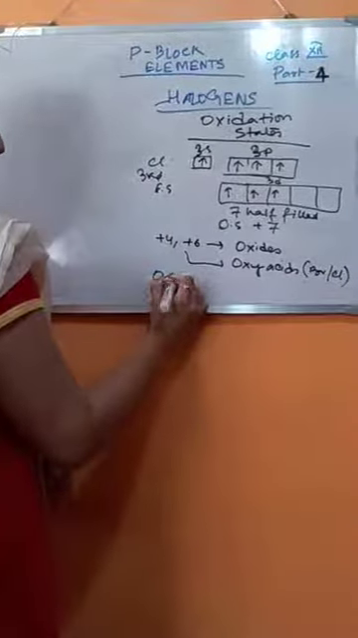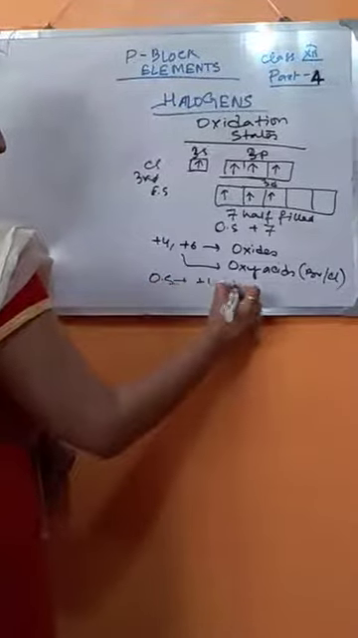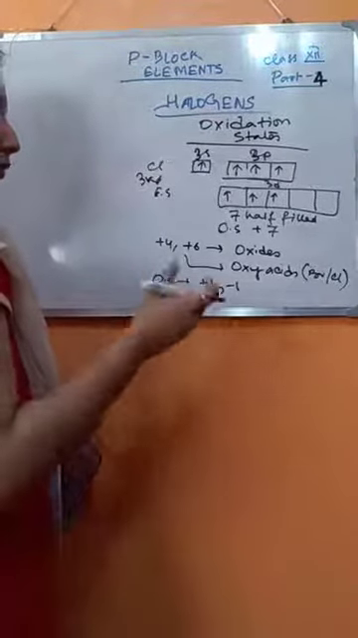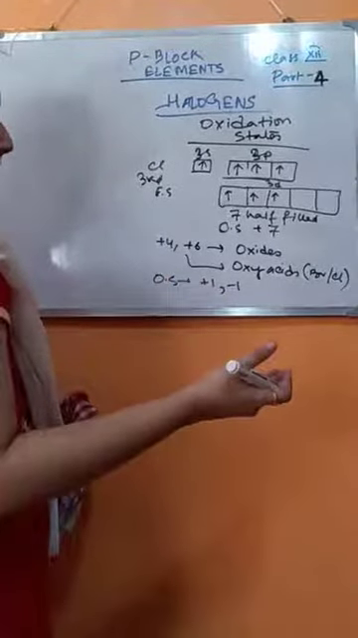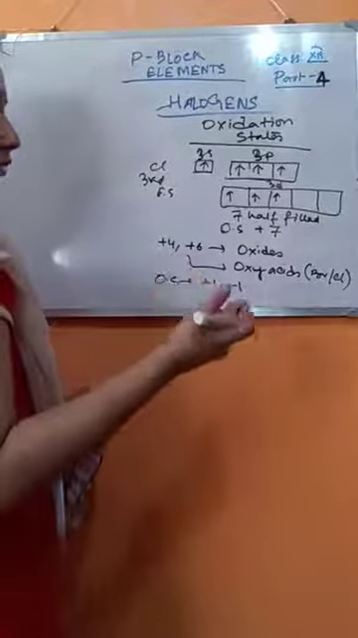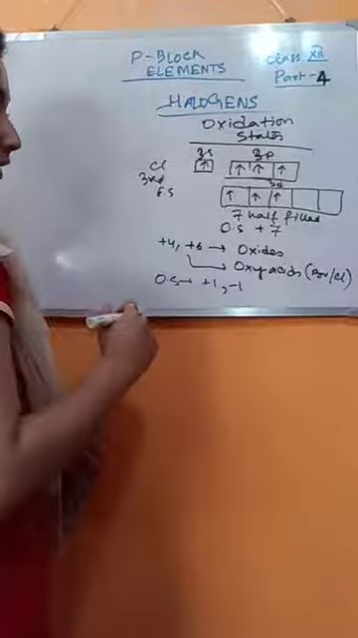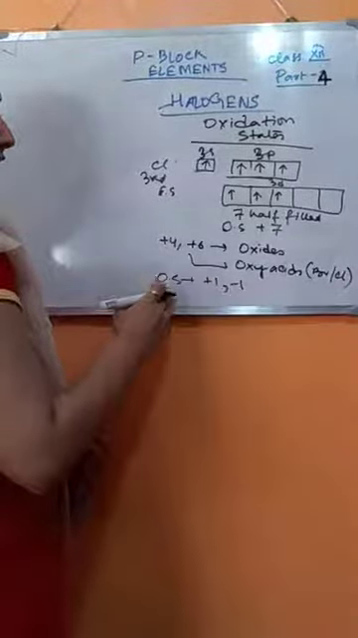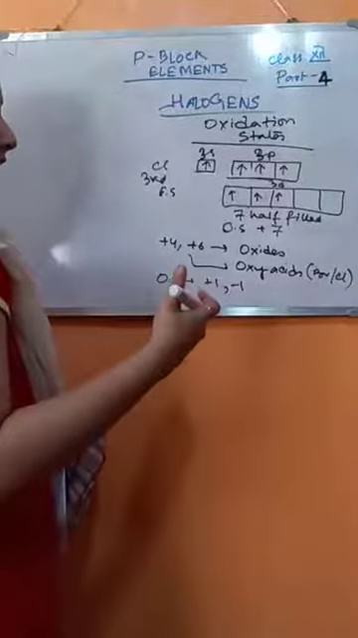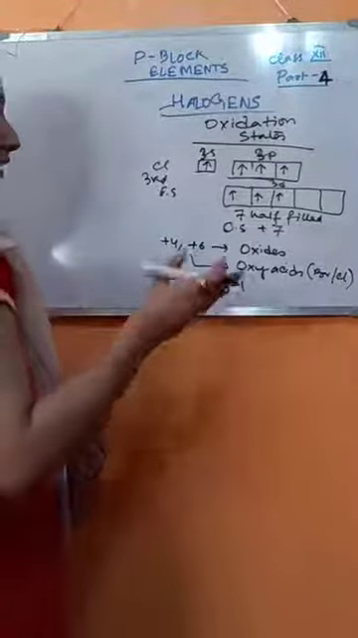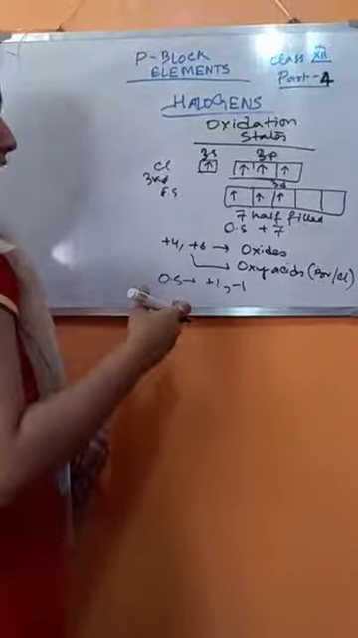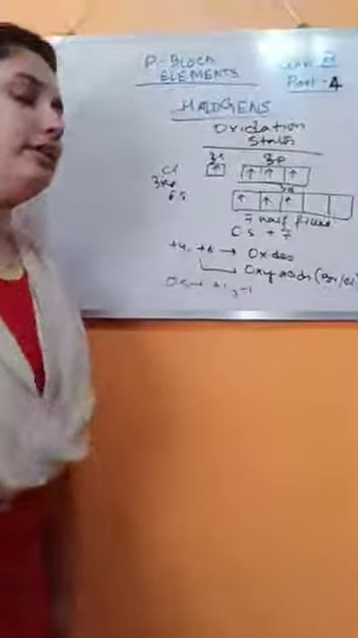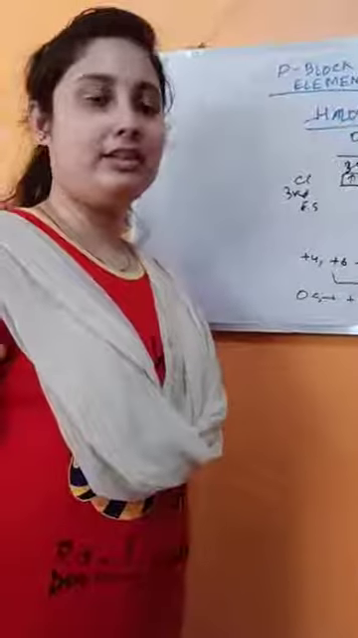Also they can show oxidation states of +1 and -1 when they react with other elements, depending on the electropositivity and electronegativity of the elements. If the other element is more electropositive than the halogen, then the halogen will show an oxidation state of -1. But if that other element is more electronegative than the halogen, then the halogen will show an oxidation state of +1. So these are more or less the properties of the halogens.